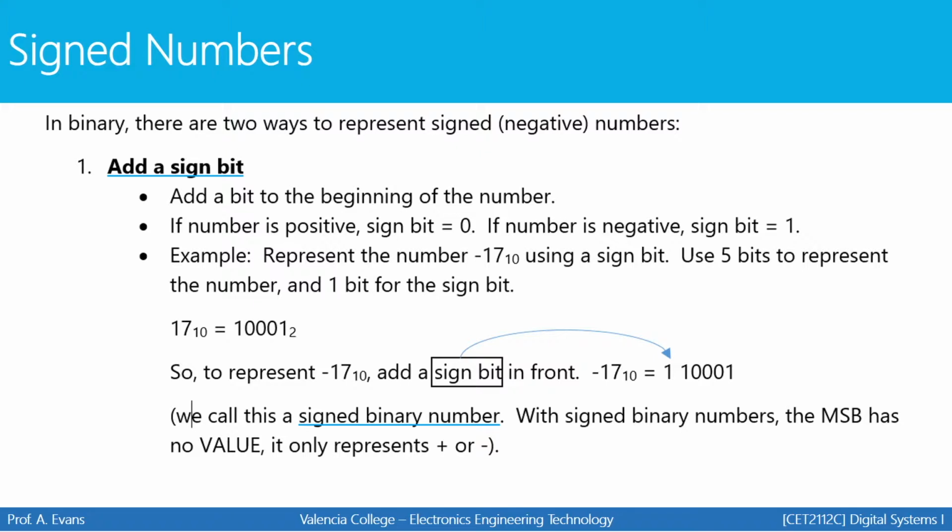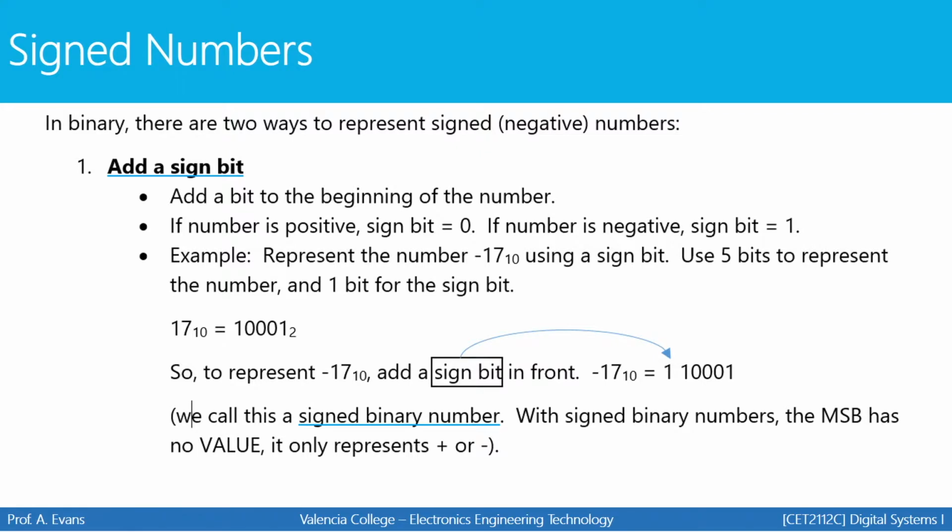And here's an example. Let's say we're going to represent the number negative 17 using a signed bit. Use 5 bits to represent the number and 1 bit for the signed bit. Keep in mind that as we represent numbers, especially signed numbers, you'll be given a description of how many bits to use for the number, and then you'll add a signed bit to that quantity. So you're always going to want to make sure you follow the directions provided and know how many bits you have to represent the number.